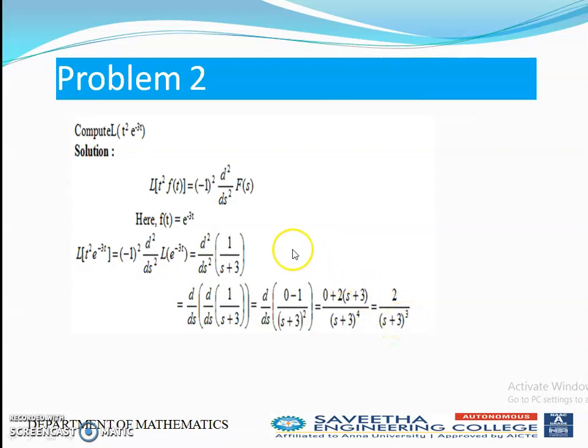So this is another important problem. Here t square is given, so we write (-1)^2 d square by ds square of F of s. It is a very important formula for finding the solutions. So be careful here. Okay, thank you.